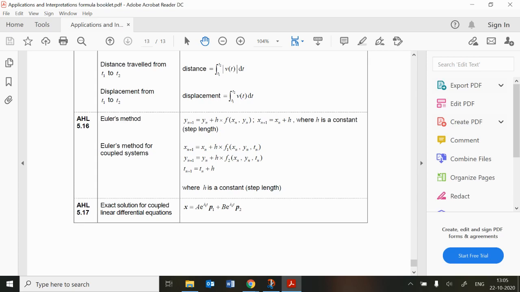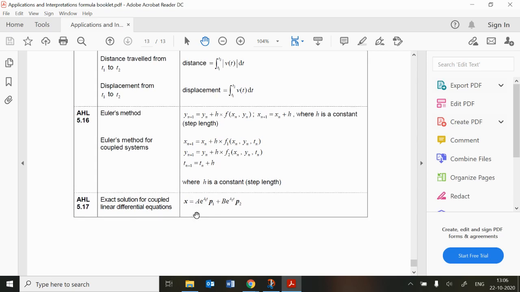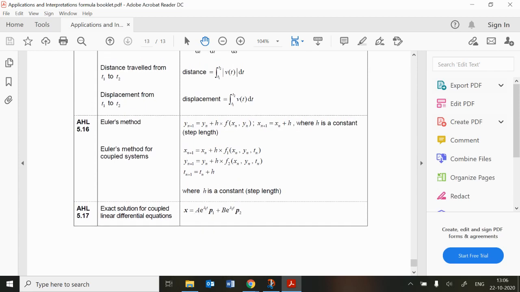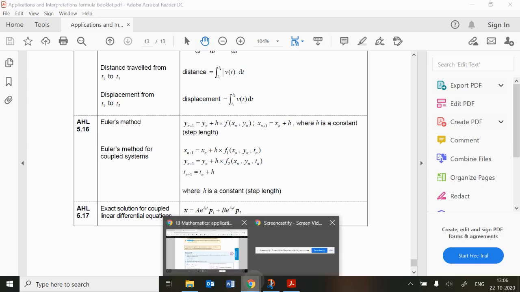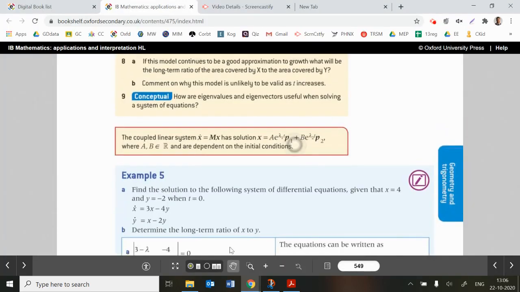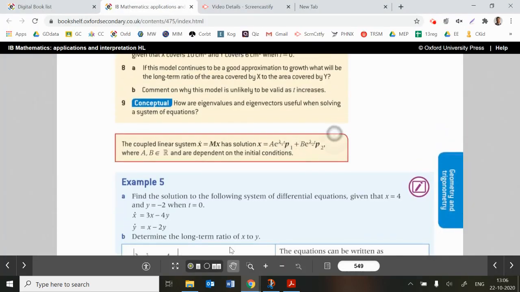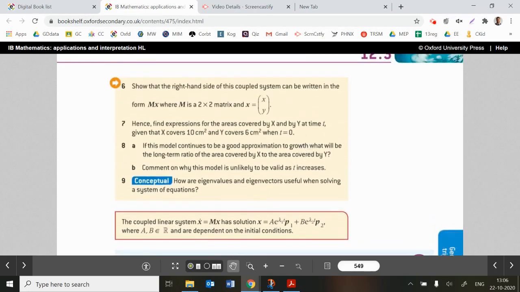And it gives us here a pretty complicated formula, and the lambda 1 and the lambda 2 there are eigenvalues, and the p1 and the p2, which are vectors, are the associated eigenvectors. It doesn't say that in the formula booklet, but it does show you that through the investigation from before, which I will do at the end of this example here.